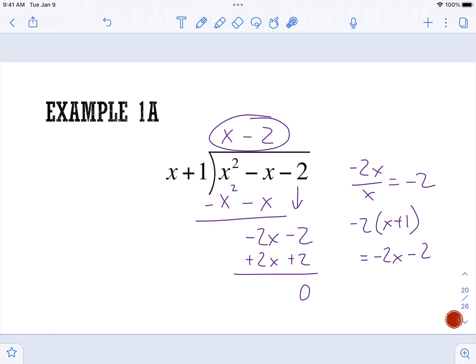So now what this means is if we divided x squared minus x minus 2 by x plus 1 and we got this, it means that x plus 1 times x minus 2 is equal to x squared minus x minus 2. You don't necessarily have to know that, but I think it does help going forward if you understand that.